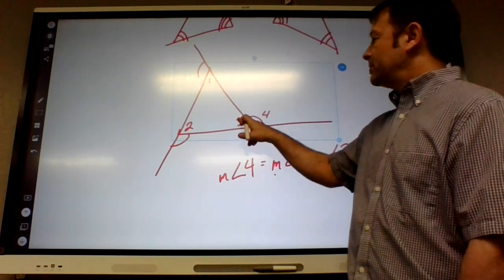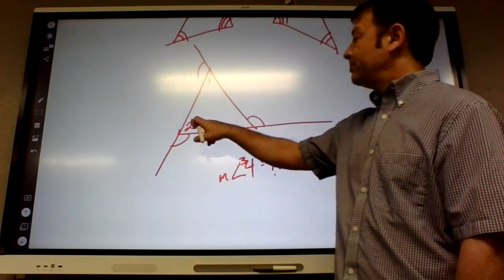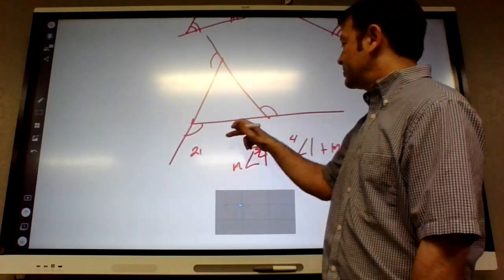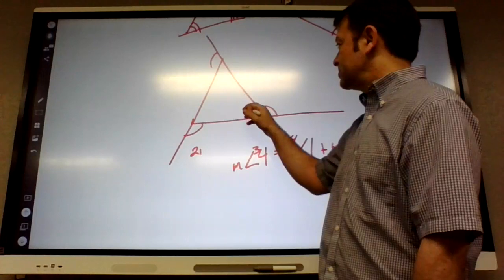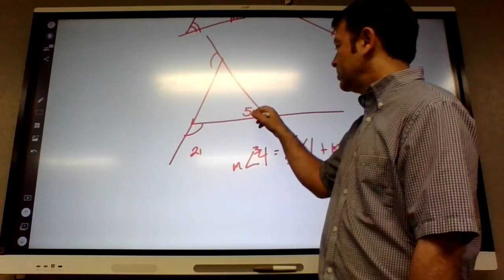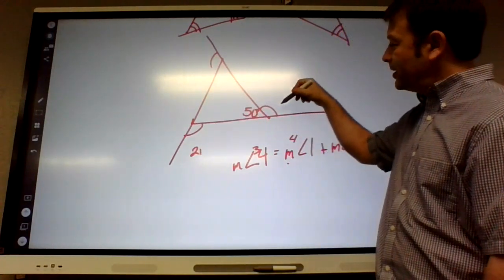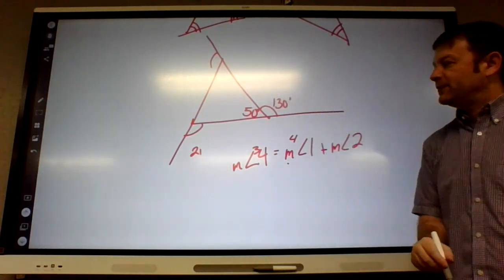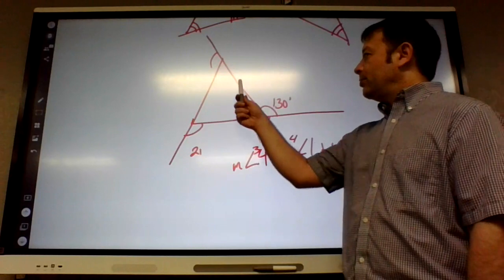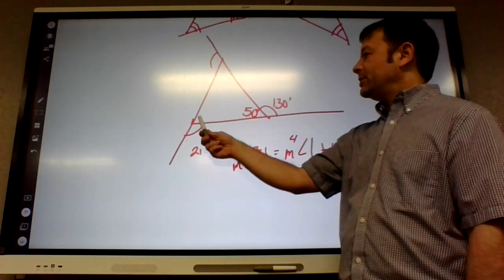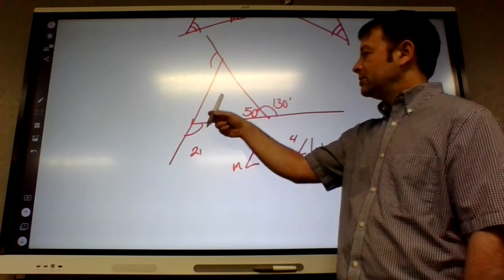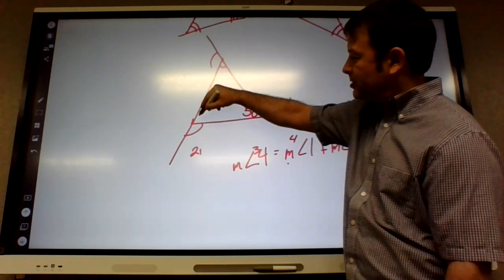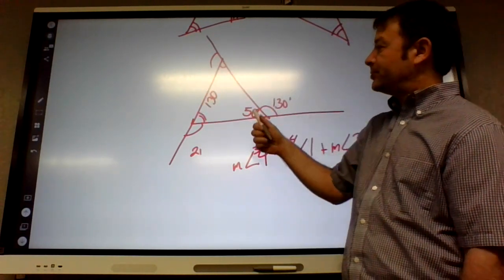Okay, so let me throw some numbers in there, then maybe it'll make more sense. Let's say angle 3 looks like it's about 50. What would this angle right here have to be? 130, because it's 180 minus 50. Okay, what would these two angles together have to be? 130. So 70. Because this plus this has to add up to 180.